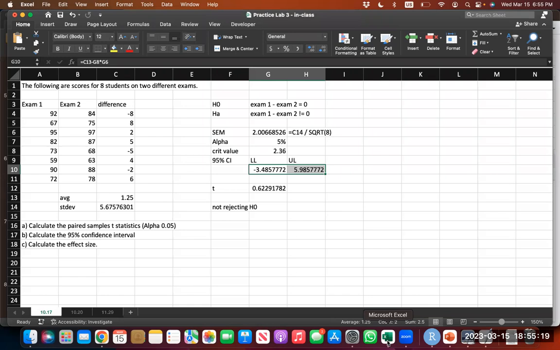Yes. I got a negative number for the 0.622. You likely subtracted exam 1 from exam 2 rather than exam 2 from exam 1. Does it make a difference? It does not make a difference, so you can leave it at that, since it's a symmetric test.